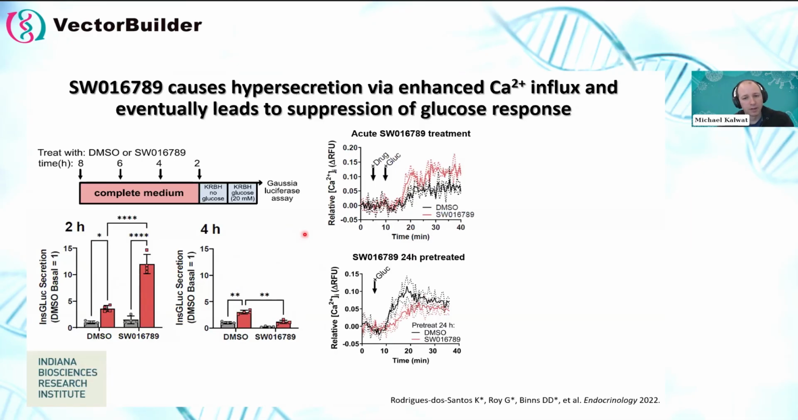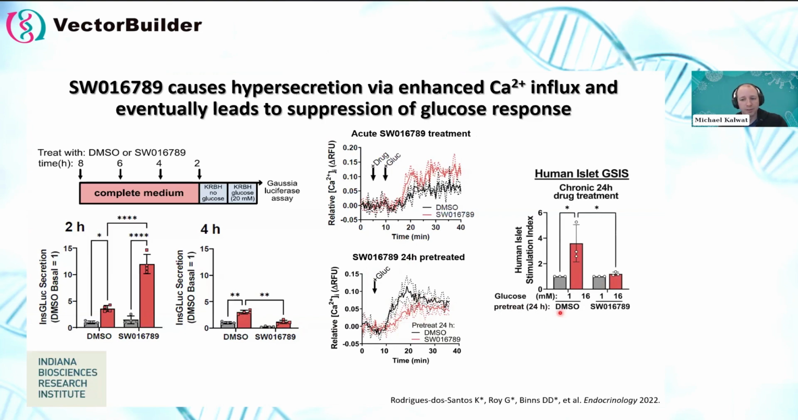And I told you earlier about how the beta cell secretes insulin. It uses calcium influx to release the insulin. And so we can measure calcium influx using a Fura-2 dye loaded into the cells. If you treat the cells with glucose and the drug acutely, you can see that the SW16789 is able to amplify the amount of calcium influx in response to glucose. And if cells were treated overnight first, and then the compound was washed off, the calcium influx is partially suppressed. But it's not gone all the way. So this calcium can still come in, but the cells aren't able to respond by secreting insulin.